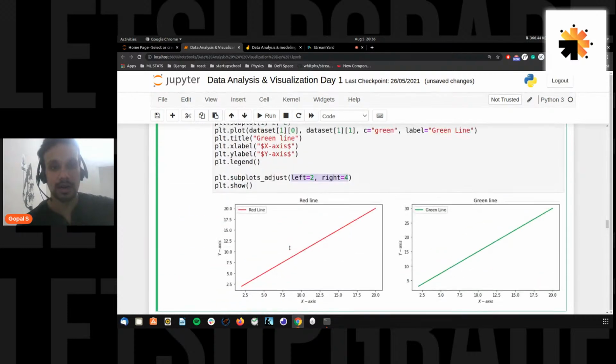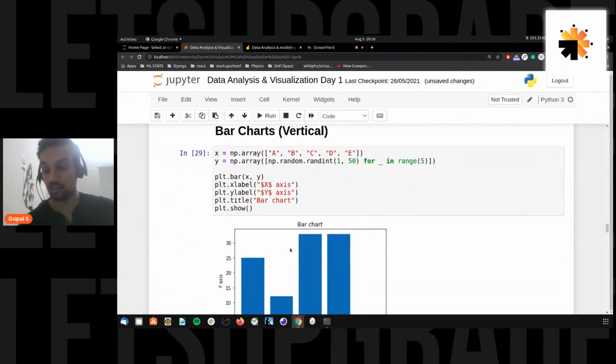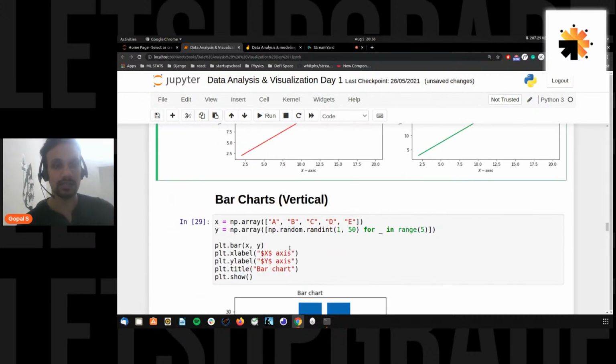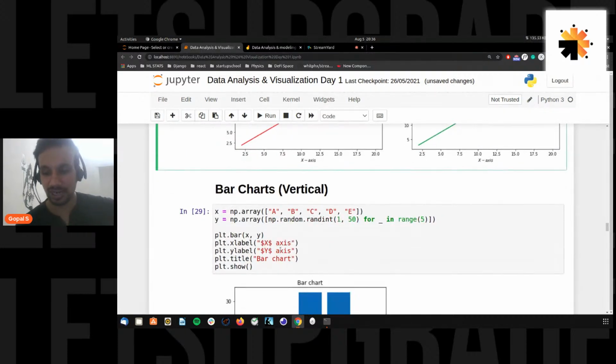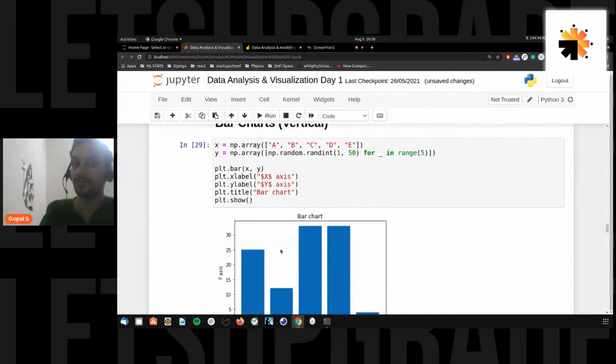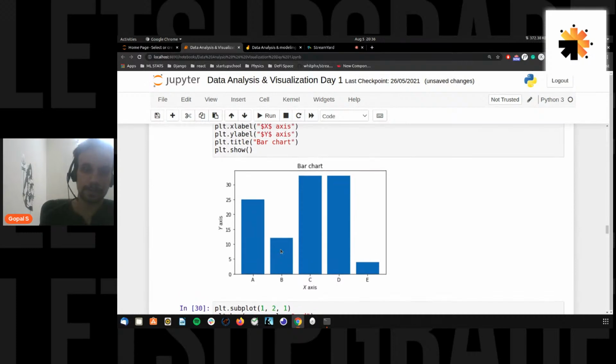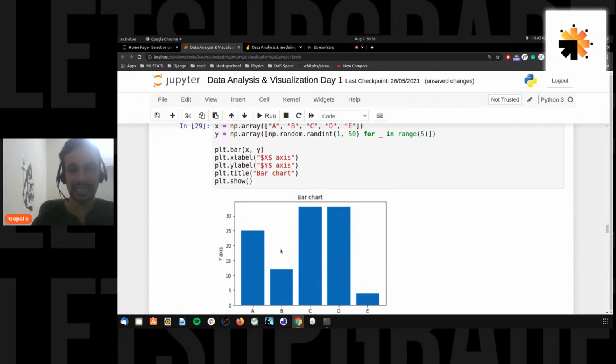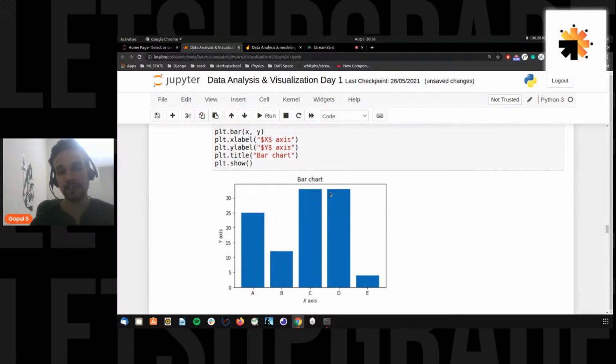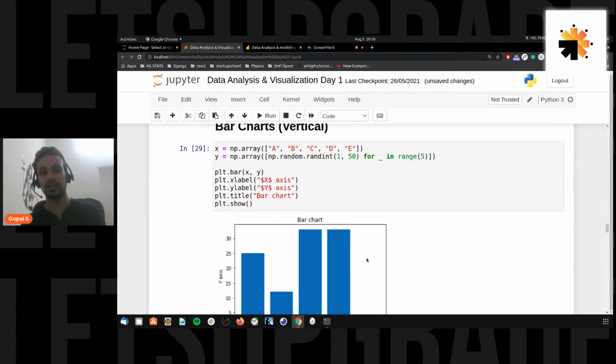All right, next comes the bar chart. What exactly are bar charts for? Bar charts help you visualize a numerical value for a particular category. Let's say I have a bar chart and I want to know the revenue for my company for the last 5 months. I can tell that for the C and D months my revenue was at its peak, but for E it was the lowest. That is where your bar chart comes in handy.